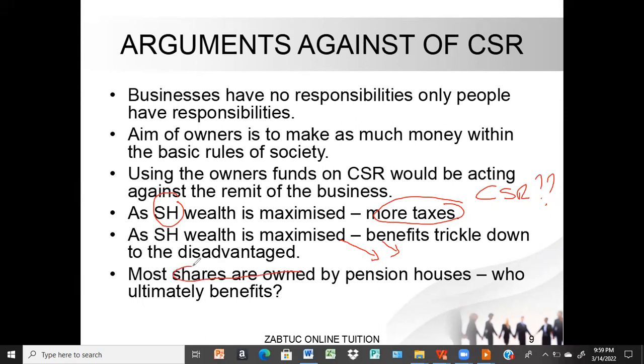Most shares are owned by pension houses, like NAPS. They're the shareholders. So who benefits from NAPS? Is it not everybody else? So normally there's an argument that we need to be very careful with CSR. You may just be killing businesses with this expectation. That is the concept there, points against CSR.